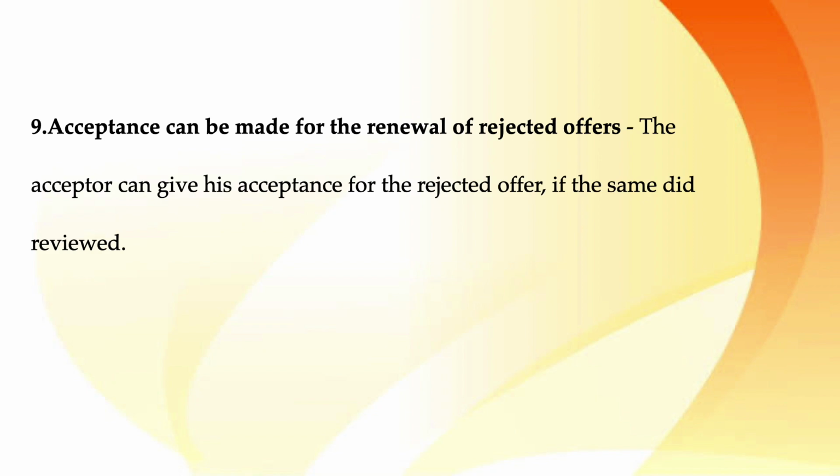So B is going to say, then I am going to accept the offer. So basically it was a rejected offer and then A is renewing or reviewing the offer and then B accepts the offer. So in this case, the acceptance is a valid acceptance. Is that clear?